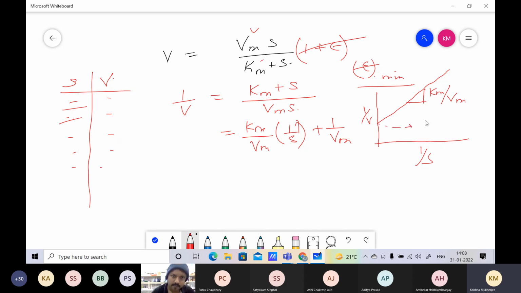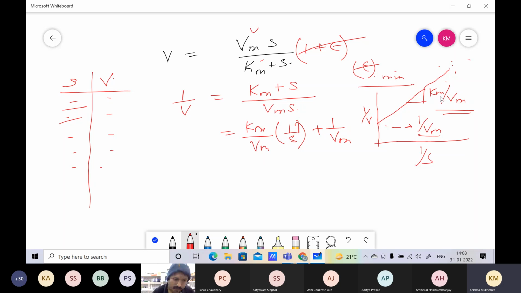And of course, the problem with this is that when V is large, 1 by V is very small, and when V is small, 1 by V is large and your points are here. So these points, if they have small amounts of error, would tend to damage this data tremendously and give incorrect results for the parameters, because using 1 by Vmax and Km by Vmax, you find out Km and Vmax.